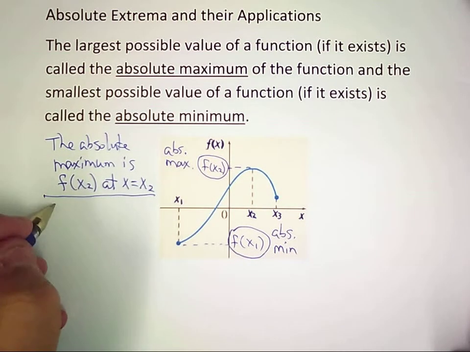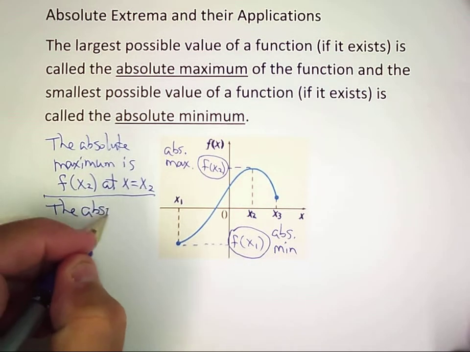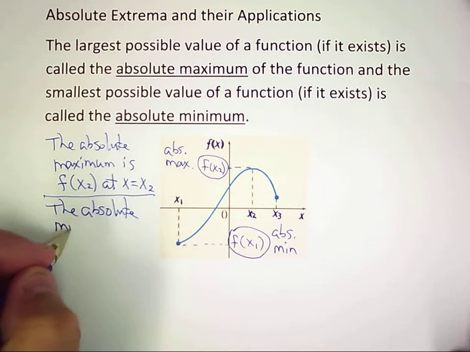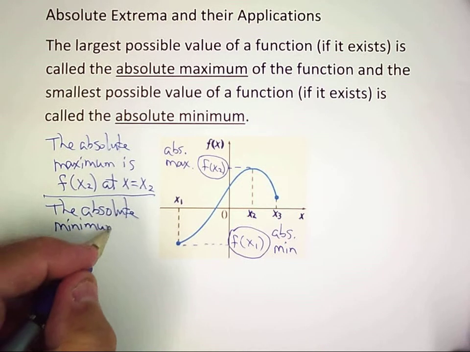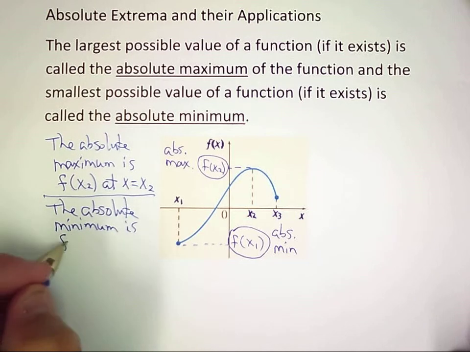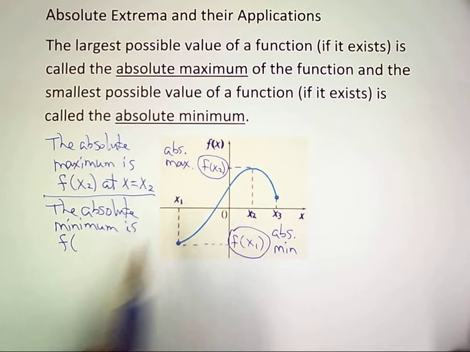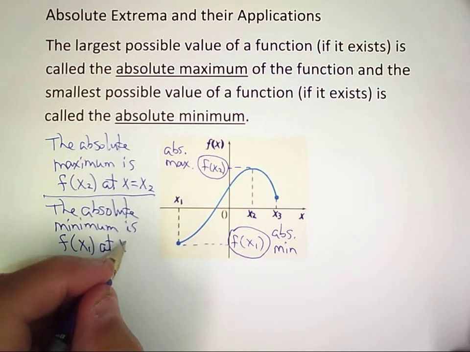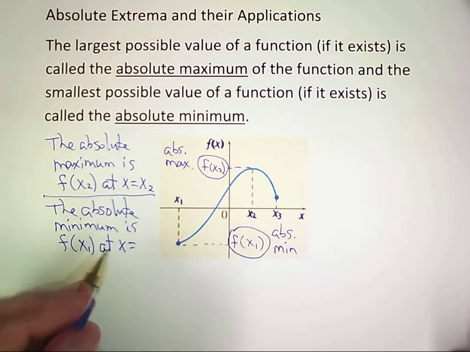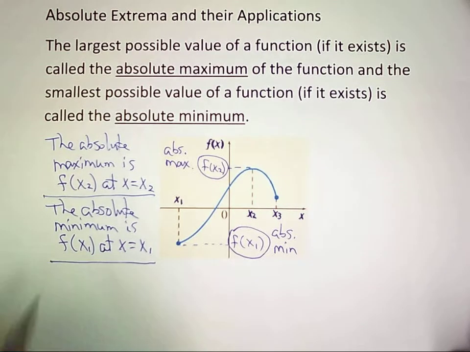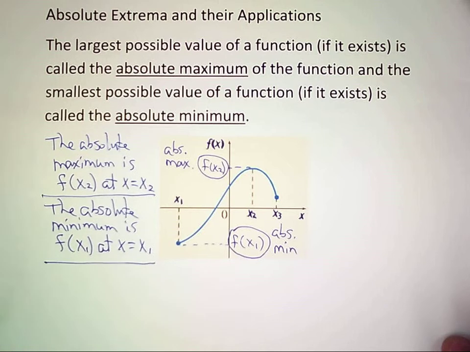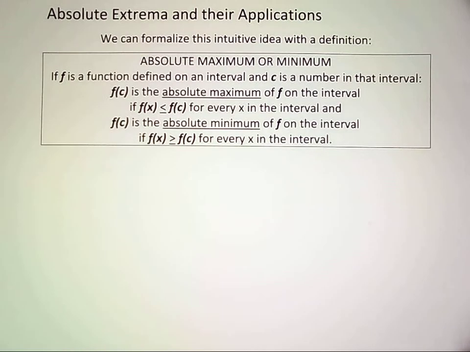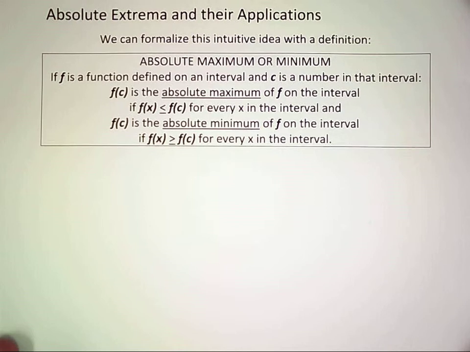So we could say the absolute minimum is f of x sub 1. In other words, this y value. And it occurs at x equal whatever the x coordinate of that point is, in this case x sub 1. It's a very simple concept. I do want to formalize it a little bit by giving this definition.